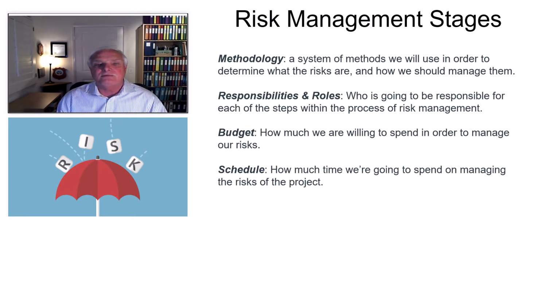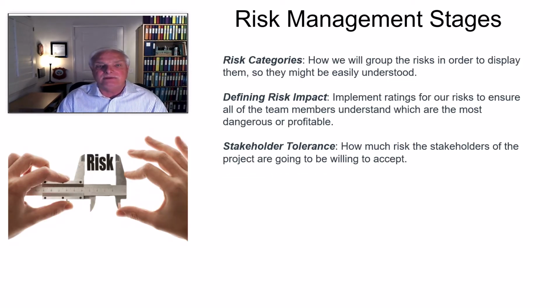So risk management has stages. You have the methodology, you have the responsibilities and roles, you have the budget, and you have the schedule. You control all of these different stages based upon your risk management plan, your risk management status. If you're creating different risk management views and handing them up or down to the teams, you need to understand what that impact can be.